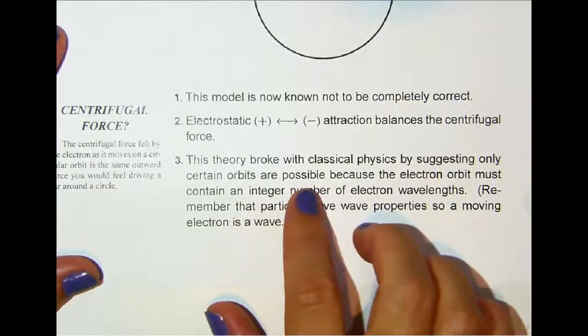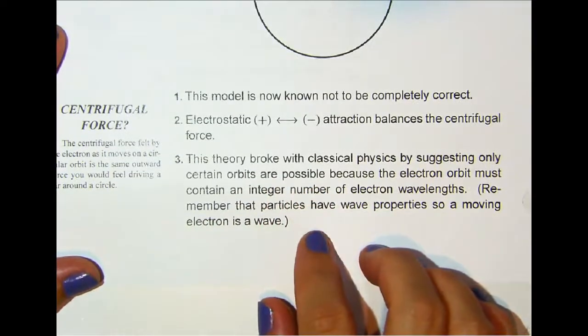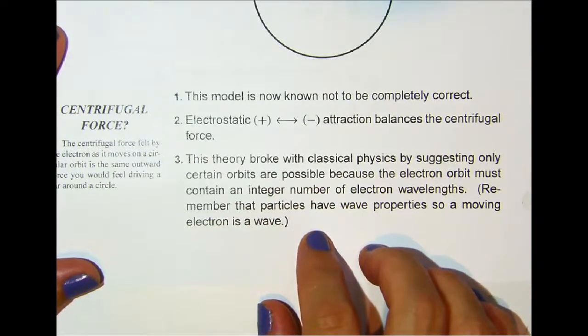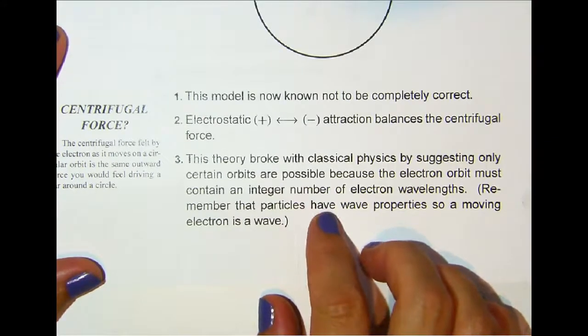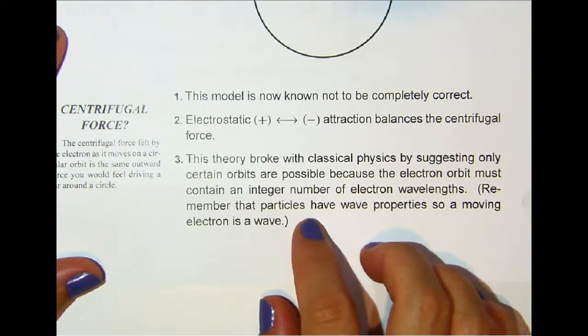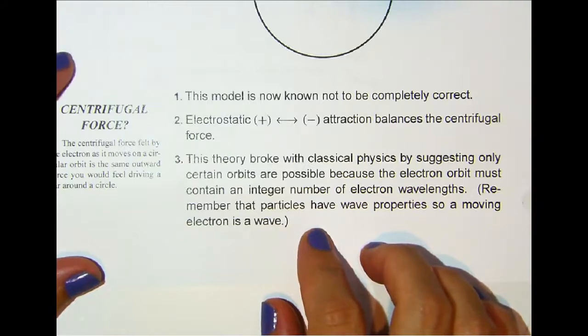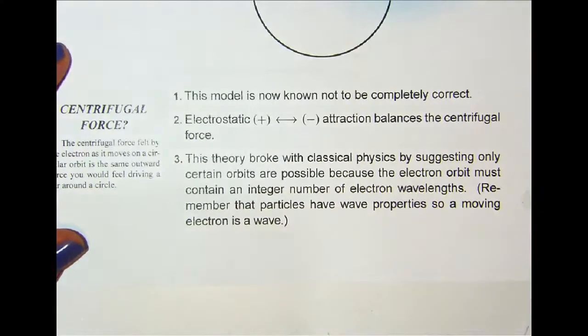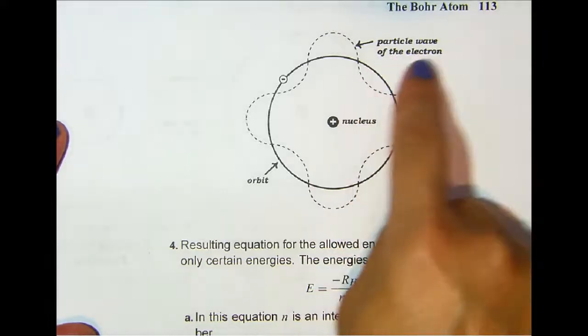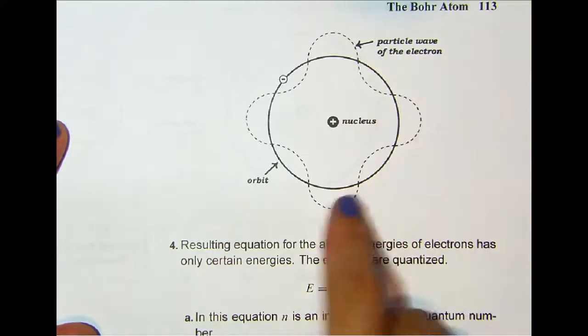This theory broke with classical physics by suggesting only certain orbits are possible because the electron orbit must contain an integer number of electron wavelengths. Remember that particles have wave properties, so a moving electron is a wave. And here's a diagram of the particle wave of the electron in its orbit.